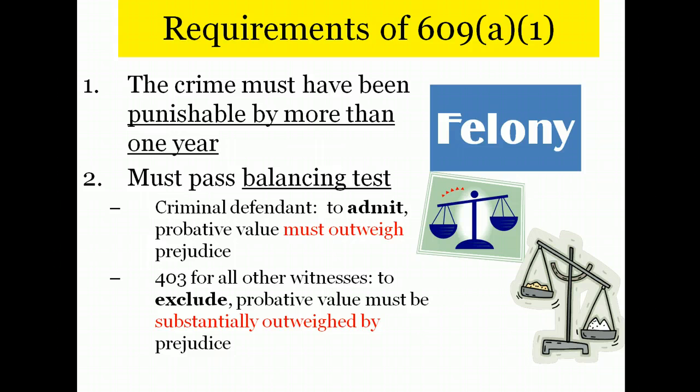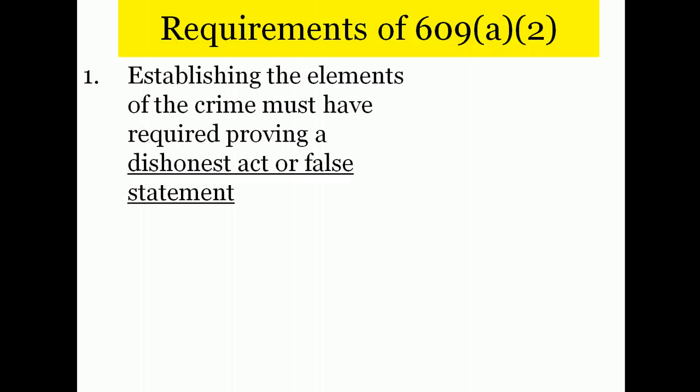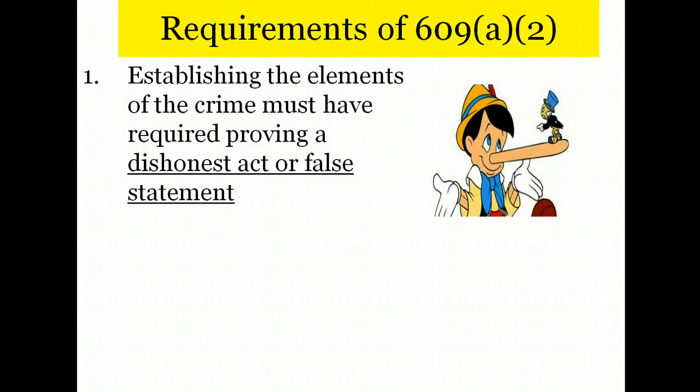The other alternative route through which you can bring in a prior conviction is Rule 609A2. This rule has only one requirement. That requirement is that the elements of the prior crime must have required proving a dishonest act or false statement. The thinking here is that crimes involving dishonesty or false statement are far more probative of credibility and thus are far more useful for impeachment purposes.